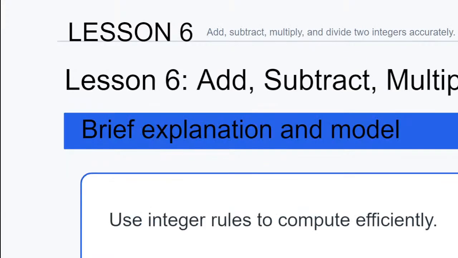Lesson 6, add, subtract, multiply, and divide integers. Brief explanation model. Use integer rules to compute efficiently. For addition, compare signs and absolute values. For subtraction, add the opposite. For multiplication and division, same signs give a positive result. Different signs give a negative result. Okay, remember, subtracting an integer adds its opposite.